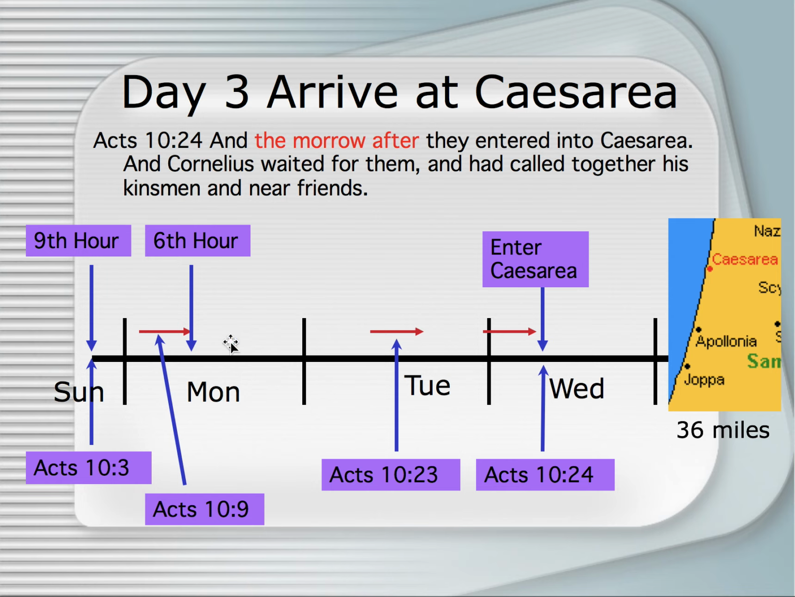So a day to walk there. Peter keeps them overnight, gives them a day's rest, and then they walk back. Now, we would call that 1, 2, 3 days. And so day 3, they arrive at Caesarea. And that's Acts 10, verse 24.